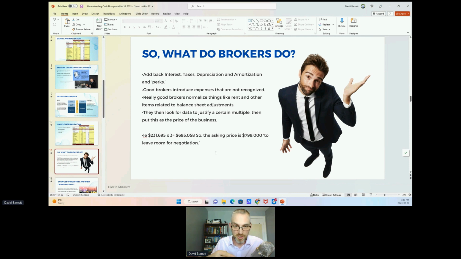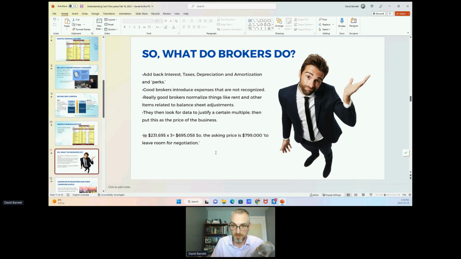So, like that rent adjustment, or if, and I've seen this before, where people own multiple businesses, there's one forklift, it belongs to one business, but the other businesses use it. They just go take it and use it. Well, if you're going to sell one of those businesses, you need to add an expense for that business to rent or lease or somehow get a forklift because they're going to need one of their own. They're probably not going to be able to keep borrowing one from another business that doesn't have common ownership anymore. Really good brokers will normalize things like rent and other items related to balance sheet adjustments.